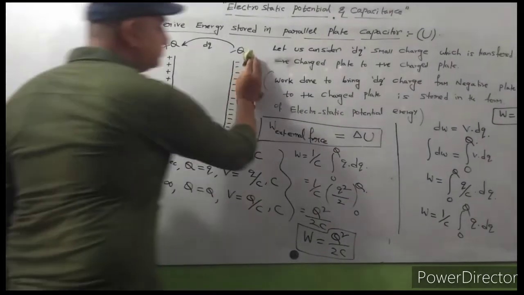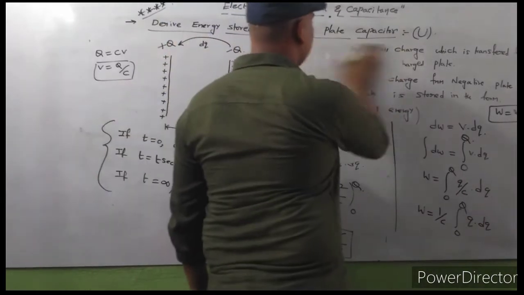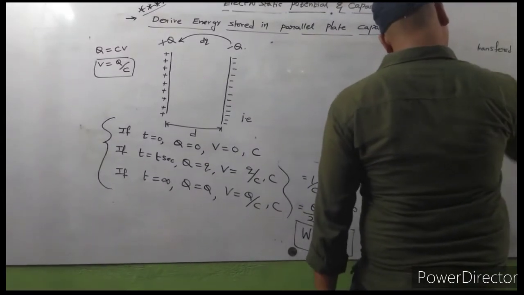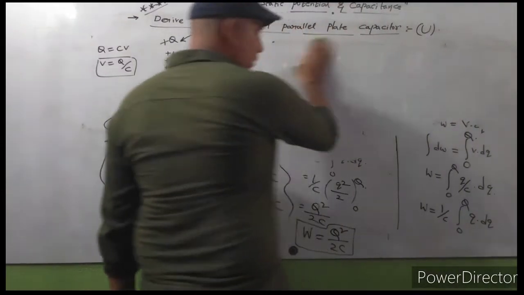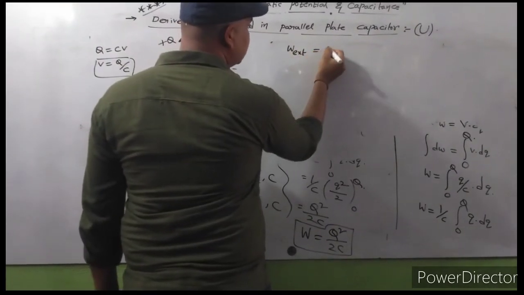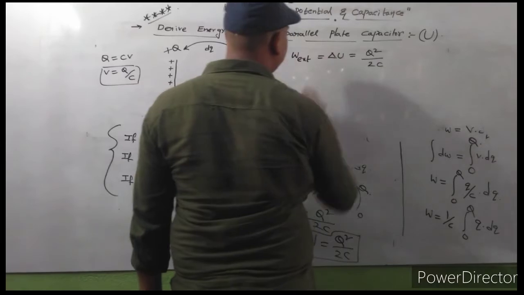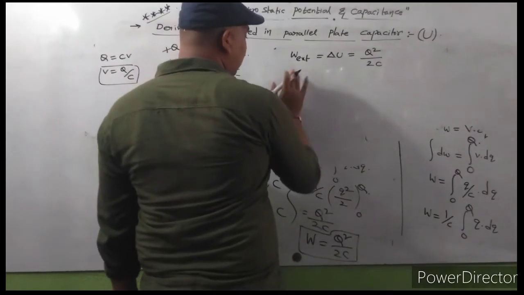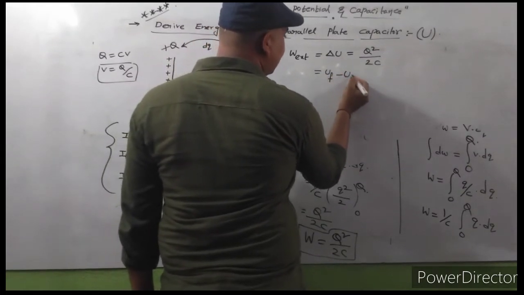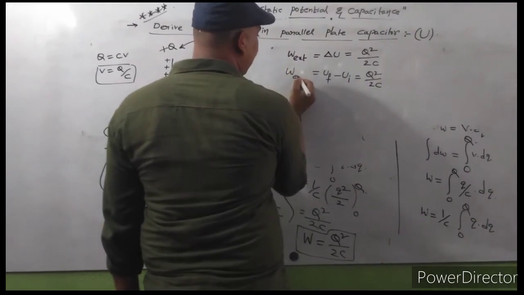Observe carefully here. Work done by the external force is equal to the change in potential energy, and that is equal to Q square by 2C. Change in potential energy means final potential energy minus initial potential energy, and that is equal to Q square by 2C. So that is the work done by the external force.